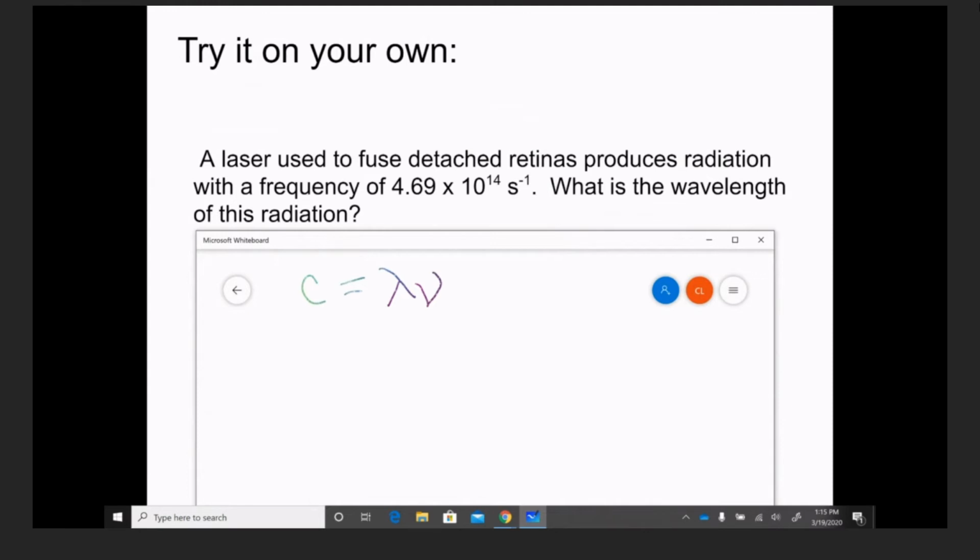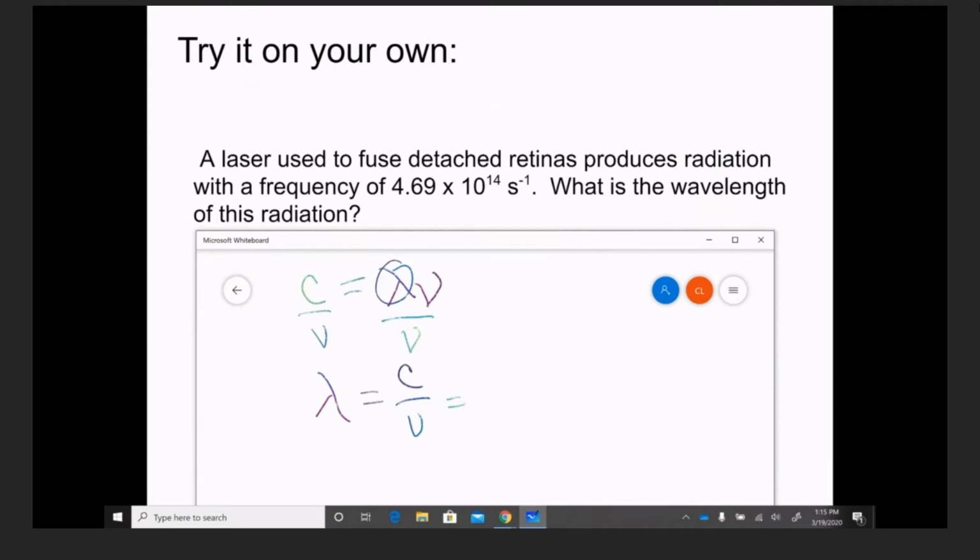So c equals lambda nu. Then we want to rearrange. We're trying to solve for wavelength here, so that's this guy. So we're going to divide both sides by nu, and then we have that lambda equals c over nu.